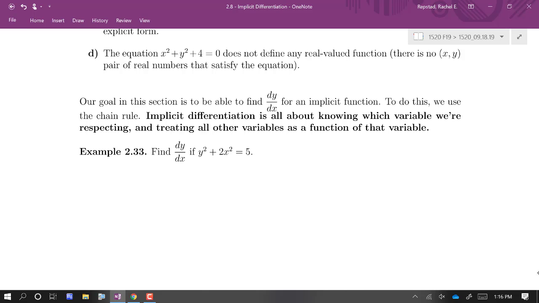Now, if I'm going to find dy/dx, the good news is we still get to use our regular old rules. But when I go to take the derivative of y squared, that's stuff to a power now. What I'm saying is, I don't know what y is explicitly as a function of x, but it is some function of x. I want to think of it that way because I want to respect x here.